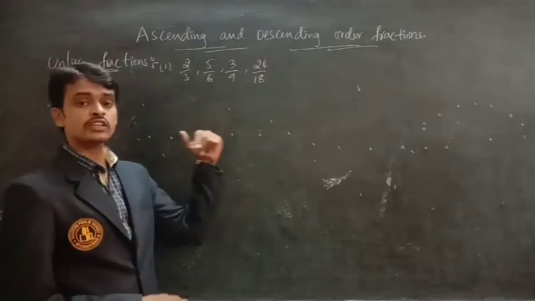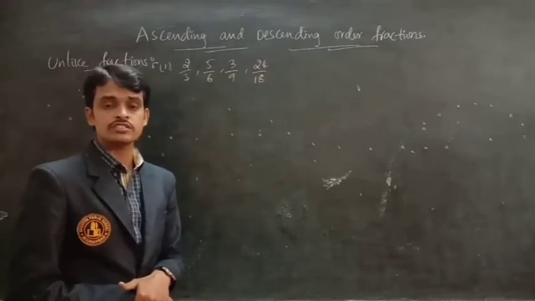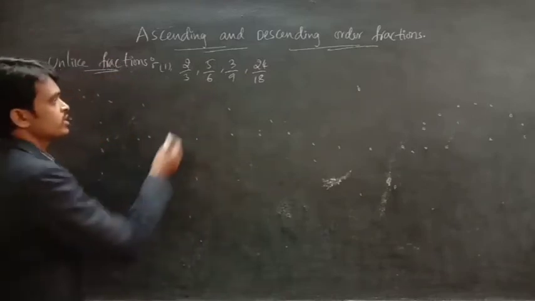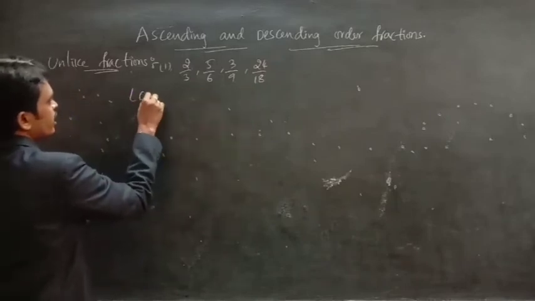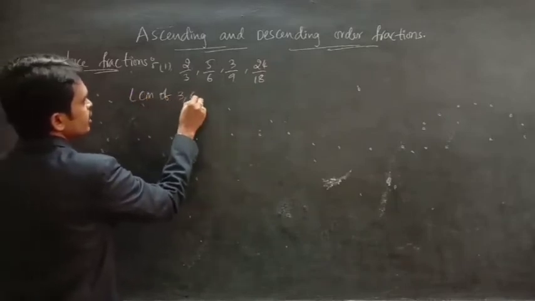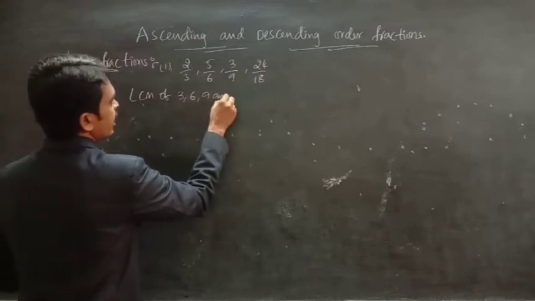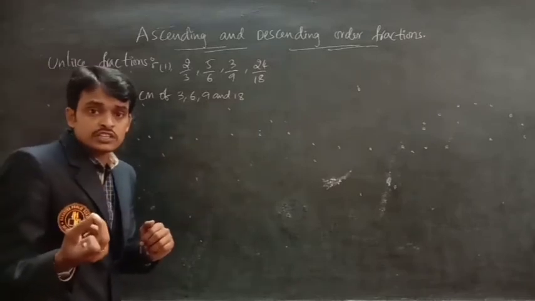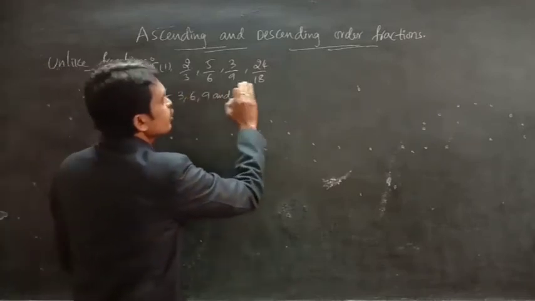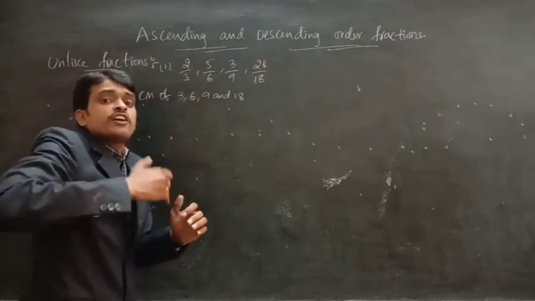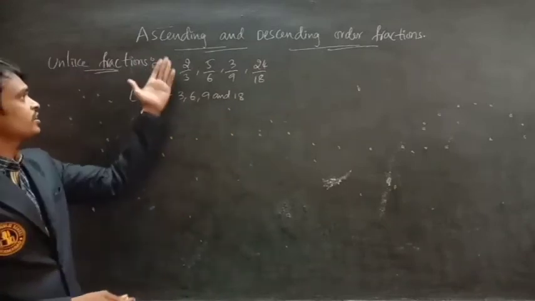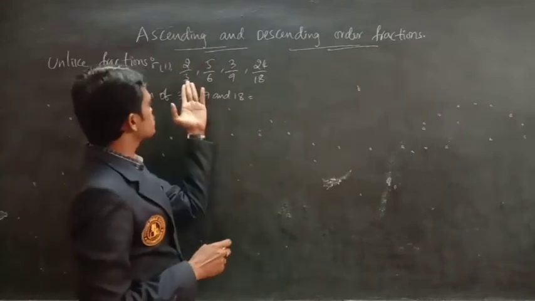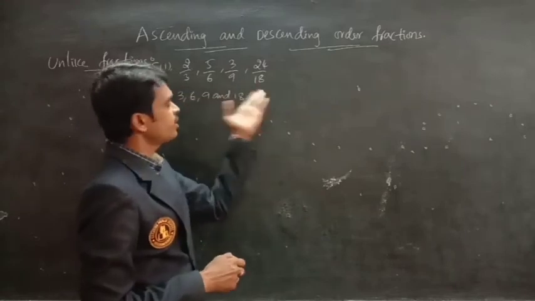How to convert these unlike fractions? By using LCM. First let us find the LCM of these denominators: 3, 6, 9 and 18. Equivalent like fractions means we have to equalize the denominators. After equalizing the denominators, we can write them in ascending and descending order.